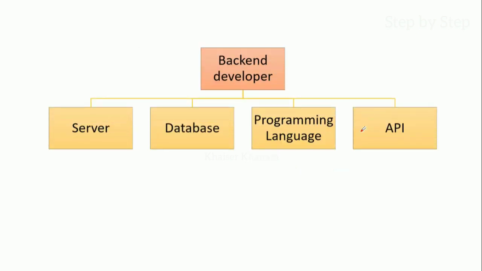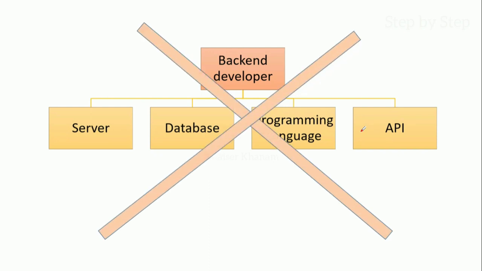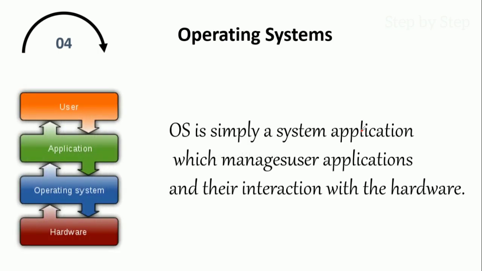Okay, now most people, what they do is, to become a backend developer, first they start directly with servers. They will start reading about the servers, then they will start reading about the databases, then programming languages, then finally they will start reading about APIs. Okay, directly you should not start with these concepts. Before that you should know some of the basic concepts of operating systems. You should know about operating systems, why we have to use an operating system. Is it possible to work without an operating system?